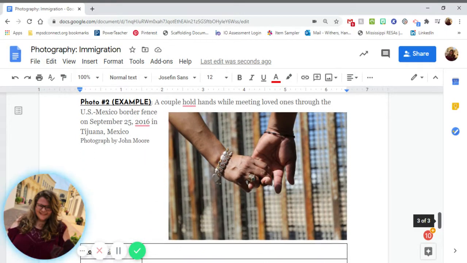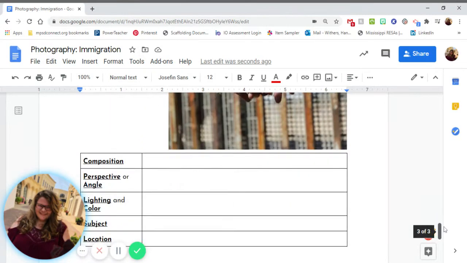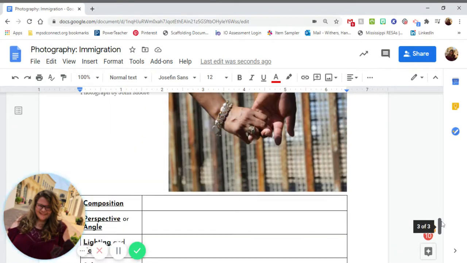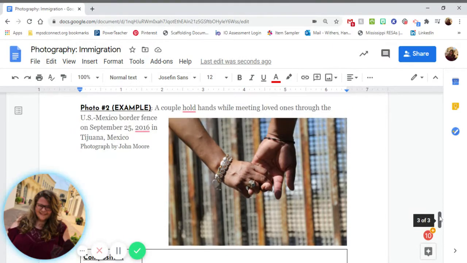So we have these two people, they're holding hands. The composition, so what's in the foreground, what's in the background?